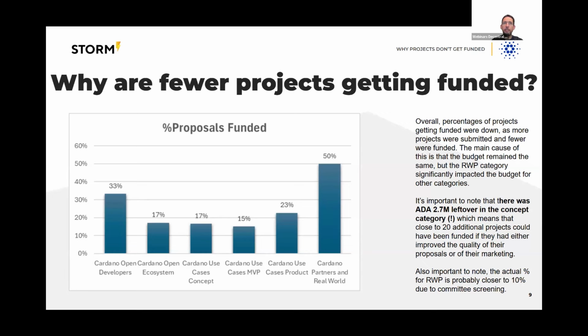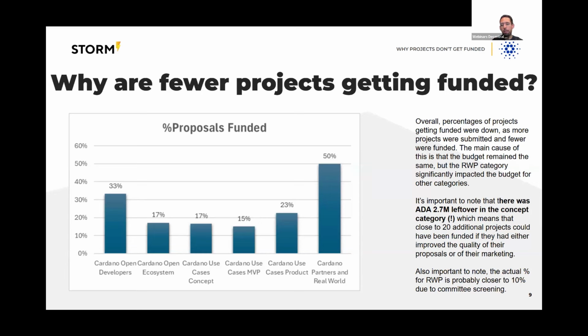Well, what does that mean? That means that in the concept category of the proposals that were put forward, there were at least 20 projects that could have got funded that didn't do enough marketing or didn't have a clear enough proposal in order to cross over that minimum threshold, and therefore didn't get approved.